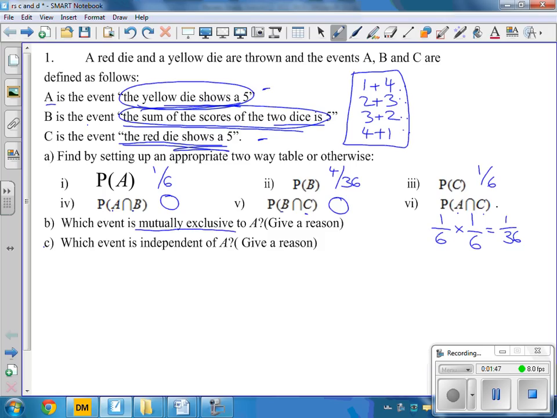Mutually exclusive. Mutually exclusive means that they can't happen at the same time. It means that A intersection B is 0, and so therefore A and B are mutually exclusive.